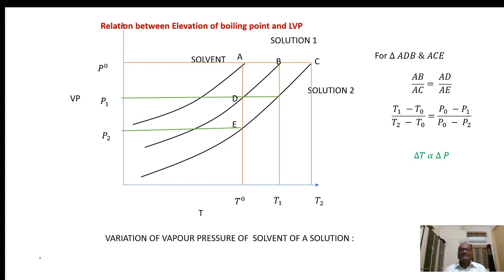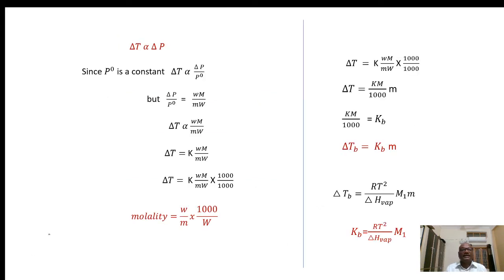That we can clearly understand from this graph. Delta T is directly proportional to delta P. Next, from this relation, that is delta T directly proportional to delta P, we will derive the relation between elevation of boiling point and molecular weight of solute. You see here. So delta T is directly proportional to delta P we are writing.